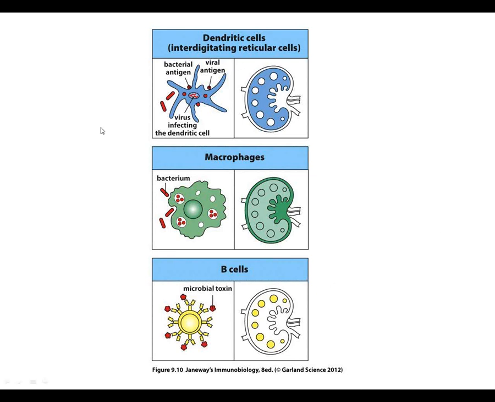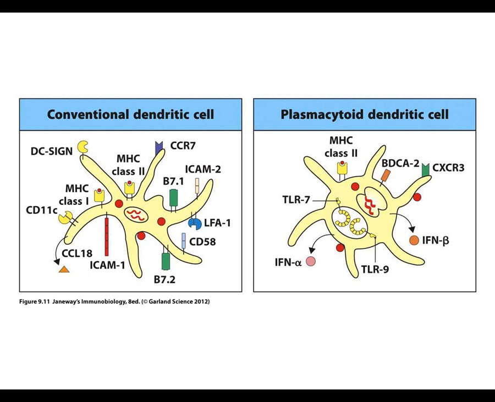So the cell that really gets the process going, that changes the naive to effector cell, is the dendritic cell. This is the antigen-presenting cell that's important in this case. For the most part, macrophages and B cells just sustain effector cells for as long as the immunologic battle needs to occur. Today, the vast majority of the focus is on dendritic cells.